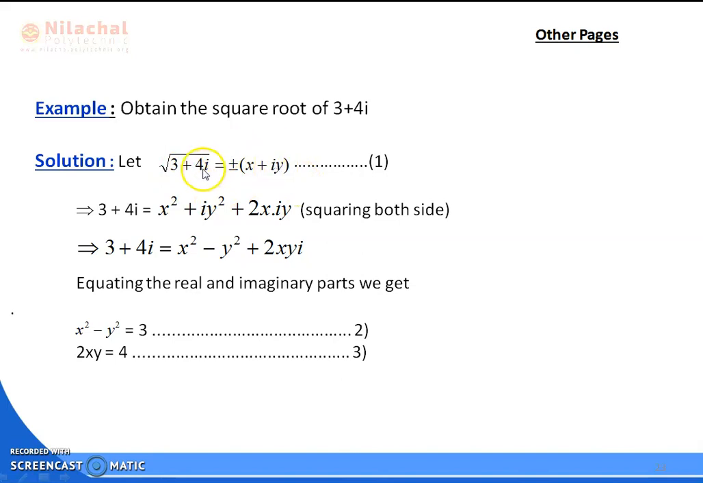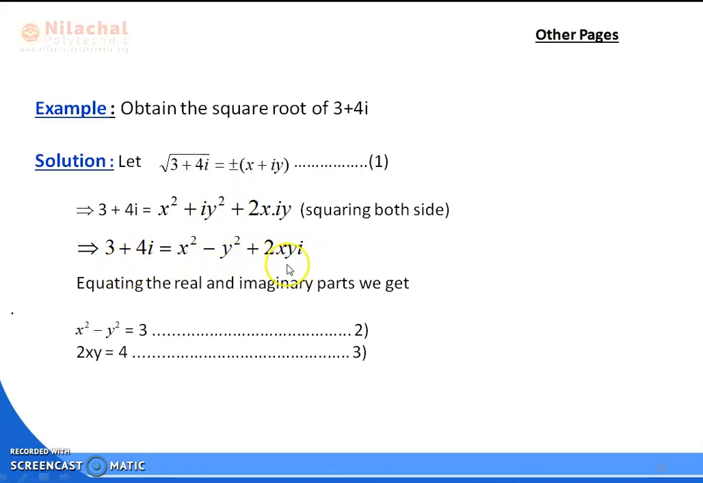After squaring both sides, your left hand side becomes 3 plus 4i only. That equals this whole square, which becomes x square plus (iy) whole square plus 2x(iy). That equals (iy) whole square. So 3 plus 4i equals x square, i square is minus 1, so minus y square plus 2xyi.